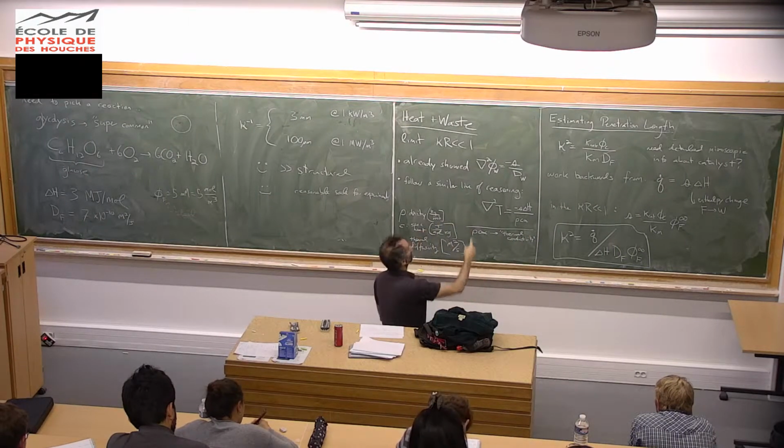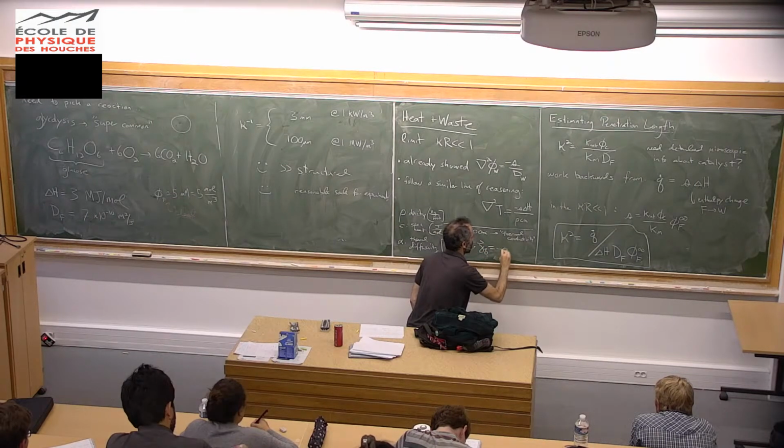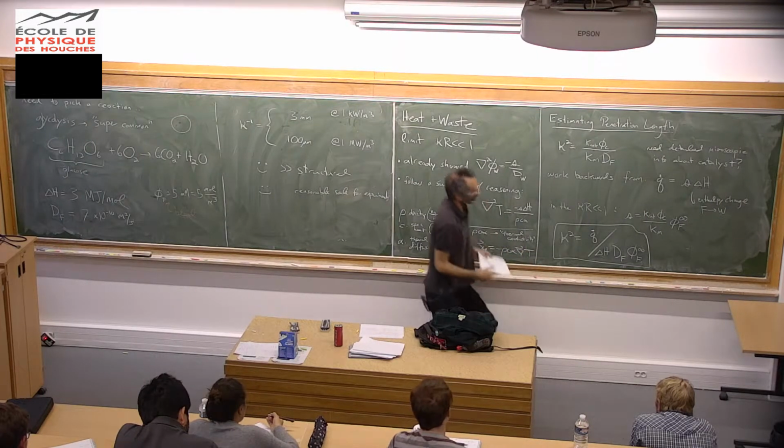Because in order to derive this, you start off by saying that the flux of heat is equal to minus rho C alpha grad of T, okay? That's the thermal conductivity.